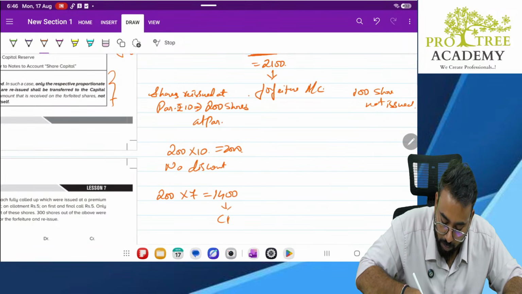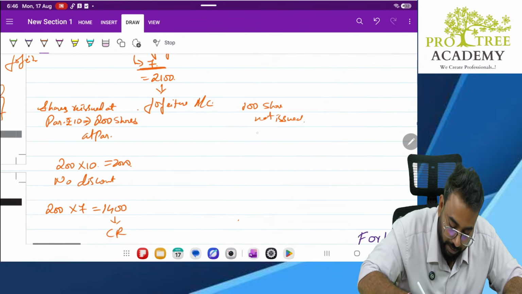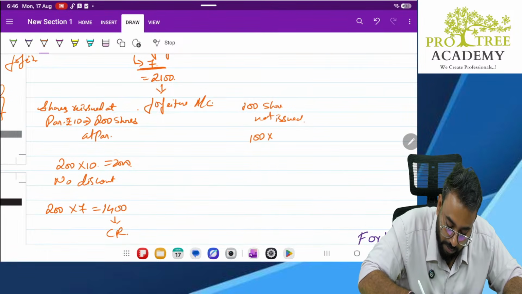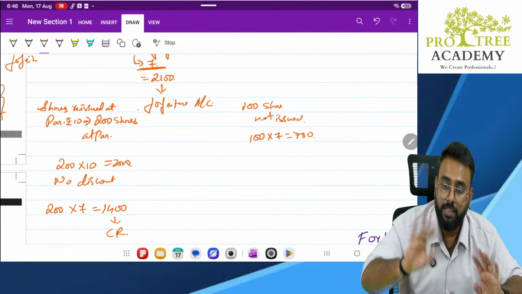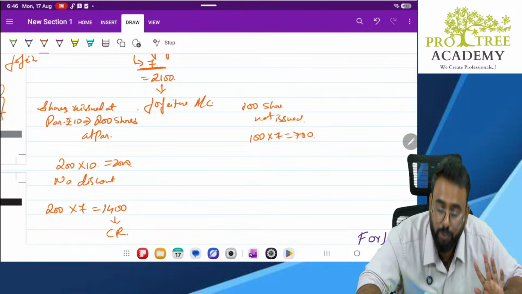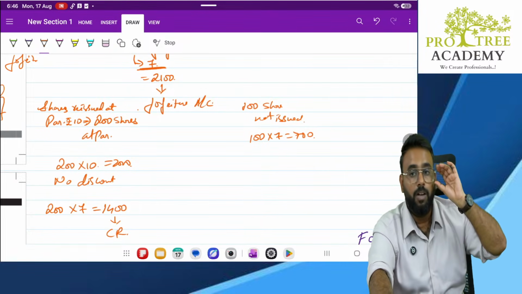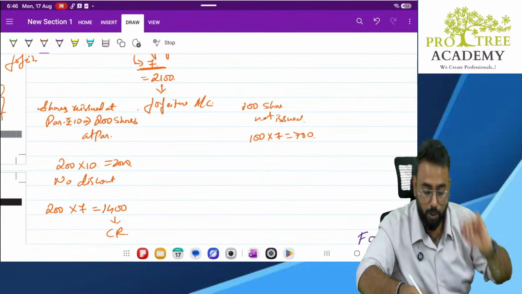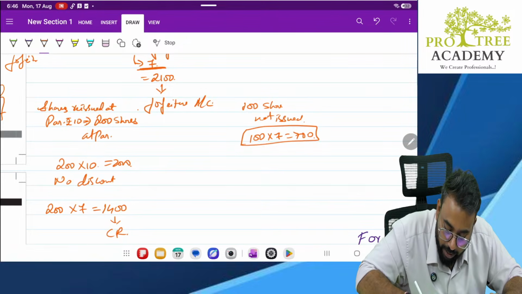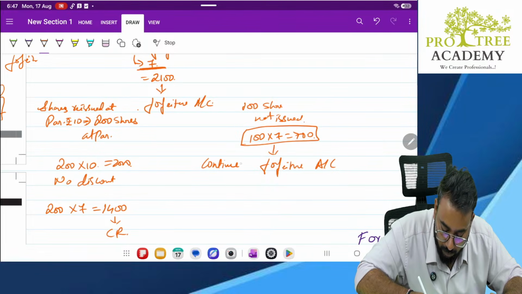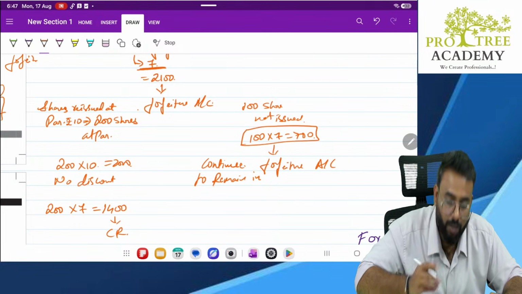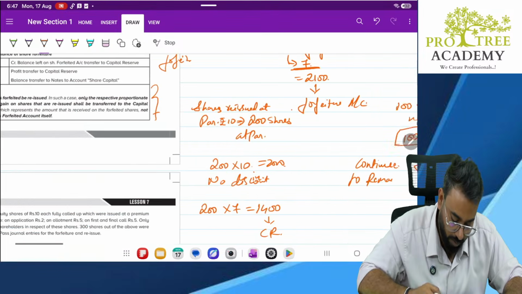This will be transferred to capital reserve, and the balance 100 into 7, that is 700, on the shares which have not been reissued. It has been forfeited, but we have not reissued. So this will continue to remain in the forfeiture account. Clear?